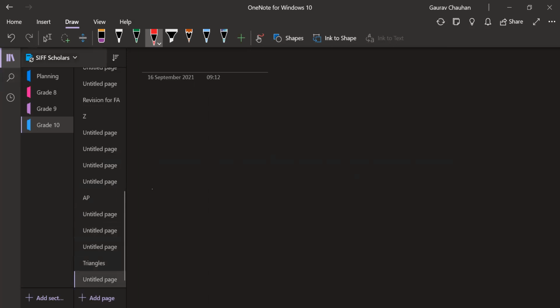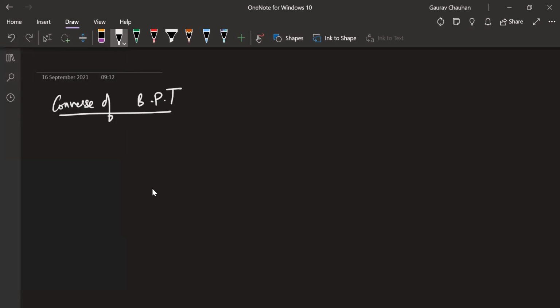So let's write the heading: converse of basic proportionality theorem. And here let's write down the statement first. The statement goes this way. We're just going to invert the thing. So what will be given to us? Anyone? What will be our assumption to make if we are writing the converse here?